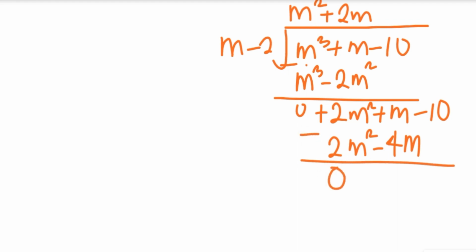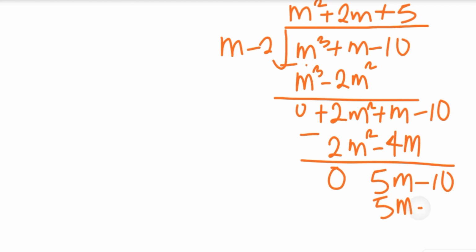When we have plus m minus minus 4m, that will give us plus m plus 4m, and that will give us 5m minus 10. So we'll go again with the division. 5m divided by m will give us plus 5, and then 5 times m will give us 5m.